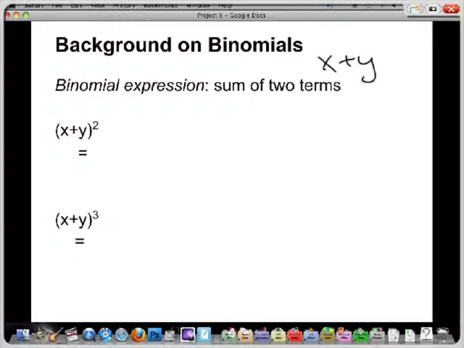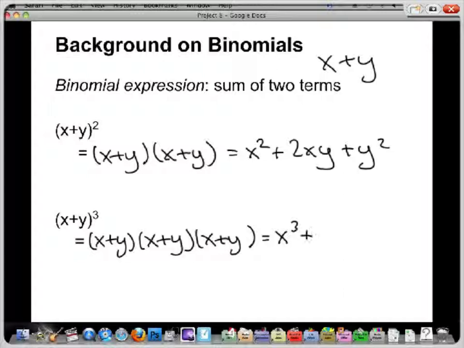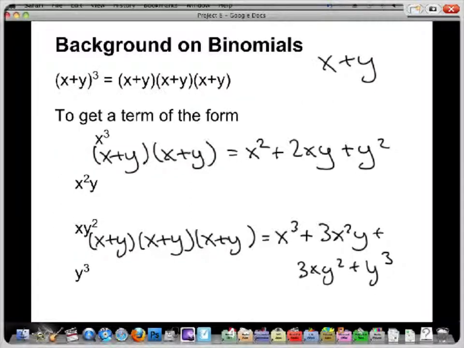For example, if we have (x plus y) squared, we can expand this to (x plus y) times (x plus y). And if we do a bit of basic math, we get x squared plus 2xy plus y squared. Likewise, if we have (x plus y) cubed, we can do (x plus y) times (x plus y) times (x plus y). And again, if we multiply it all out, we get x cubed plus 3x squared y plus 3xy squared plus y cubed.